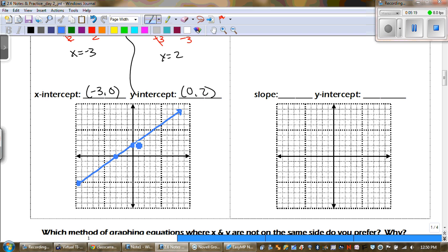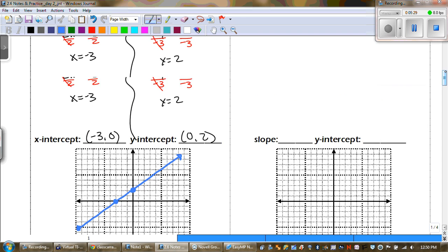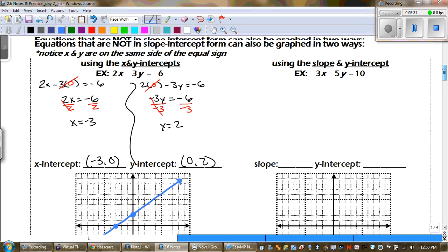Okay? Now that's a lot of work because you got to do the y-intercept, then you got to do the x-intercept, then you got to graph it. Whereas if we do what we were just doing, finding the slope and y-intercept, we have to put this into y equals mx plus b. All that means is we have to solve for y. How do I solve for y? Well, get the y by itself.